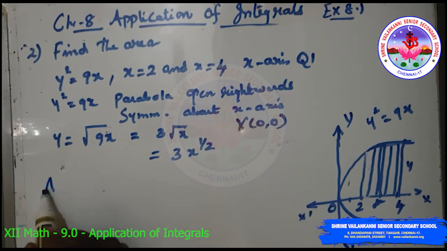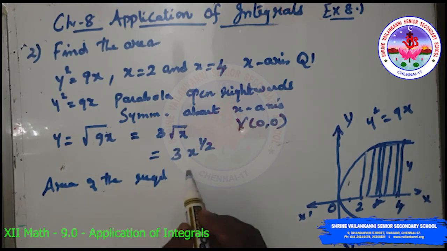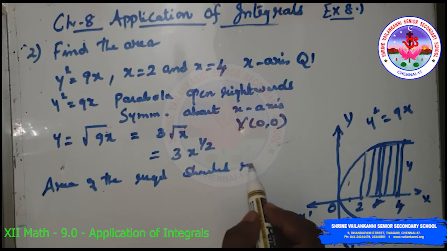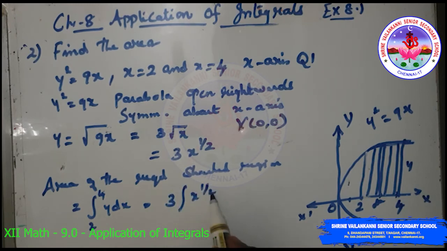So the area of the required shaded region is equal to the integral from 2 to 4 of y dx. Here y is 3 into x power half, so 3 into x power half dx, and the limits are 2 to 4. Using the formula x power n plus 1 by n plus 1, we get x power 3 by 2, which is equal to 2 by 3 into x power 3 by 2.